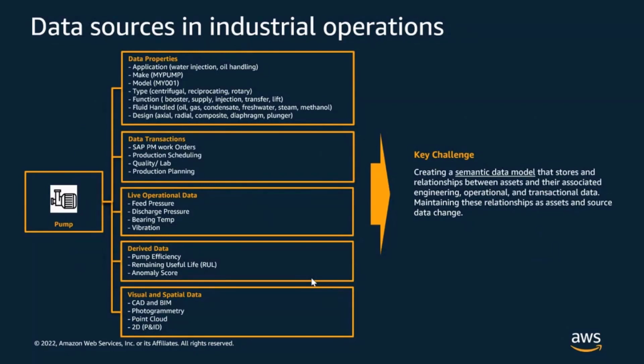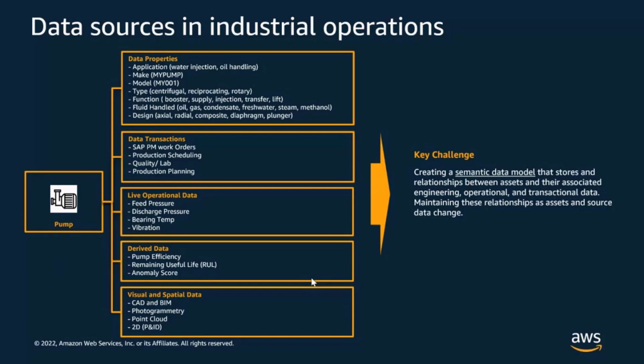If we double click on the first of those hard things, which is all of those data sources and operations, I just wanted to spend some time on this because if you're in industrial operations, you live and breathe this every day. Just look at the different types of data that are going to be associated with a single asset, with a single pump. So, you have the properties of the asset itself, things like the make and the model of the pump, the type, the function, etc.